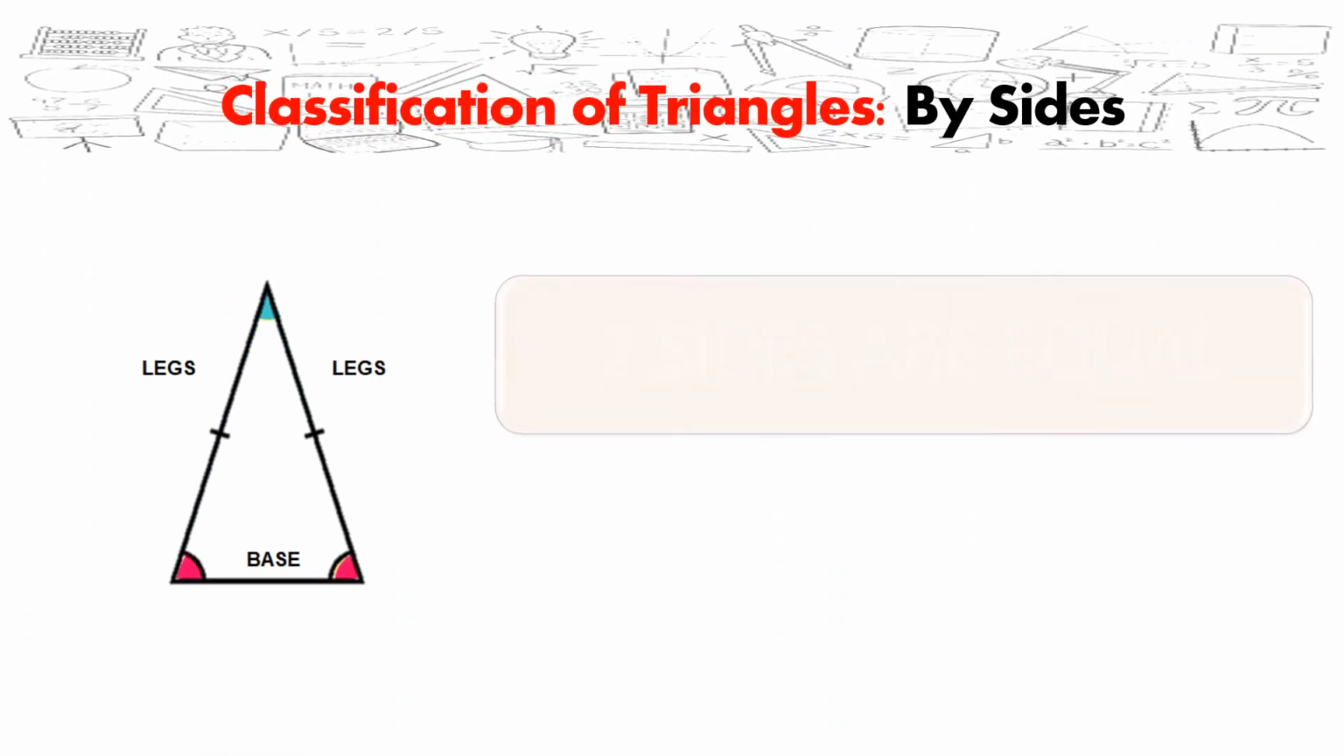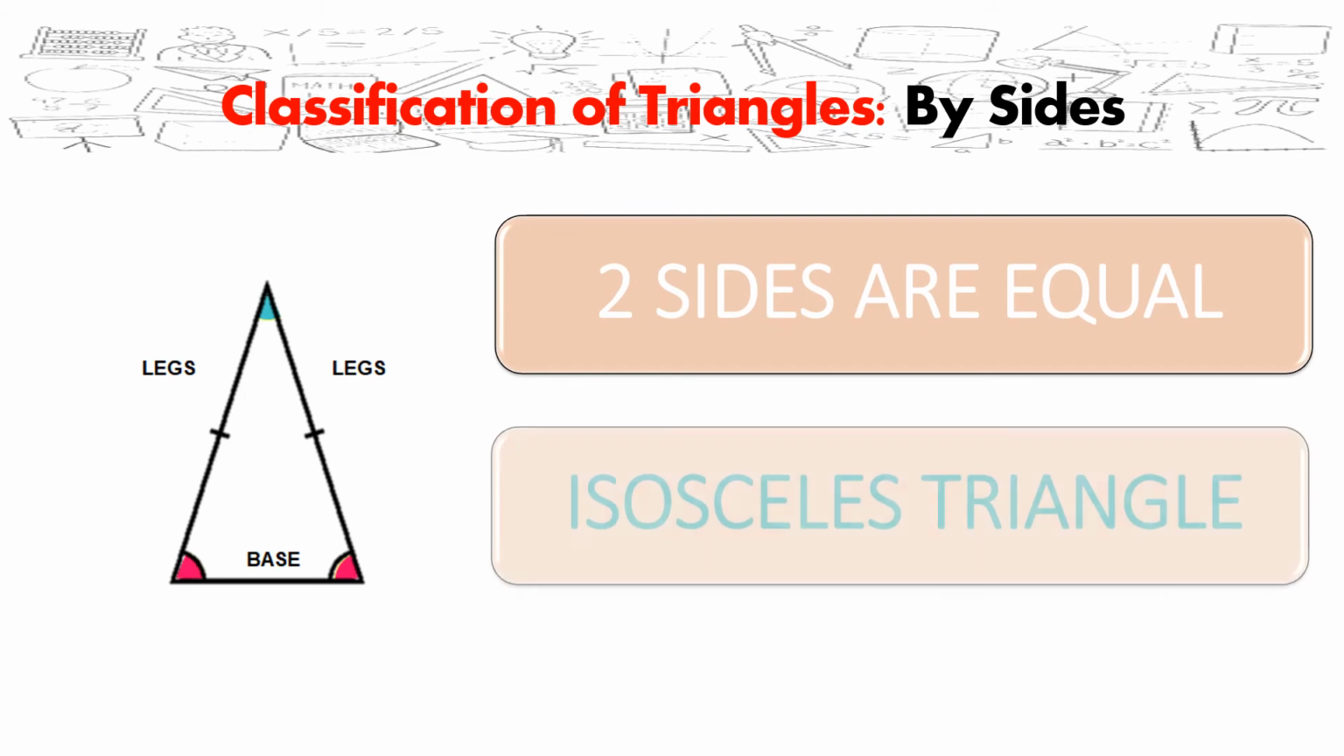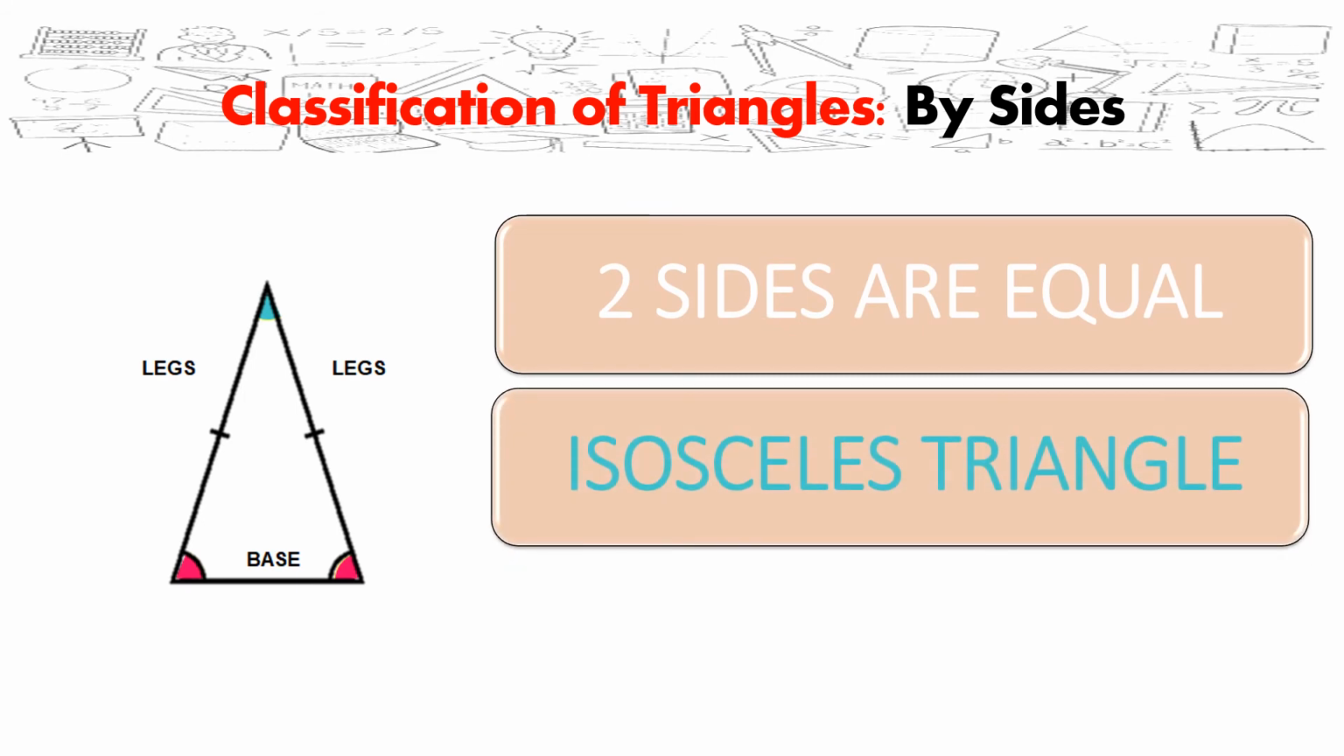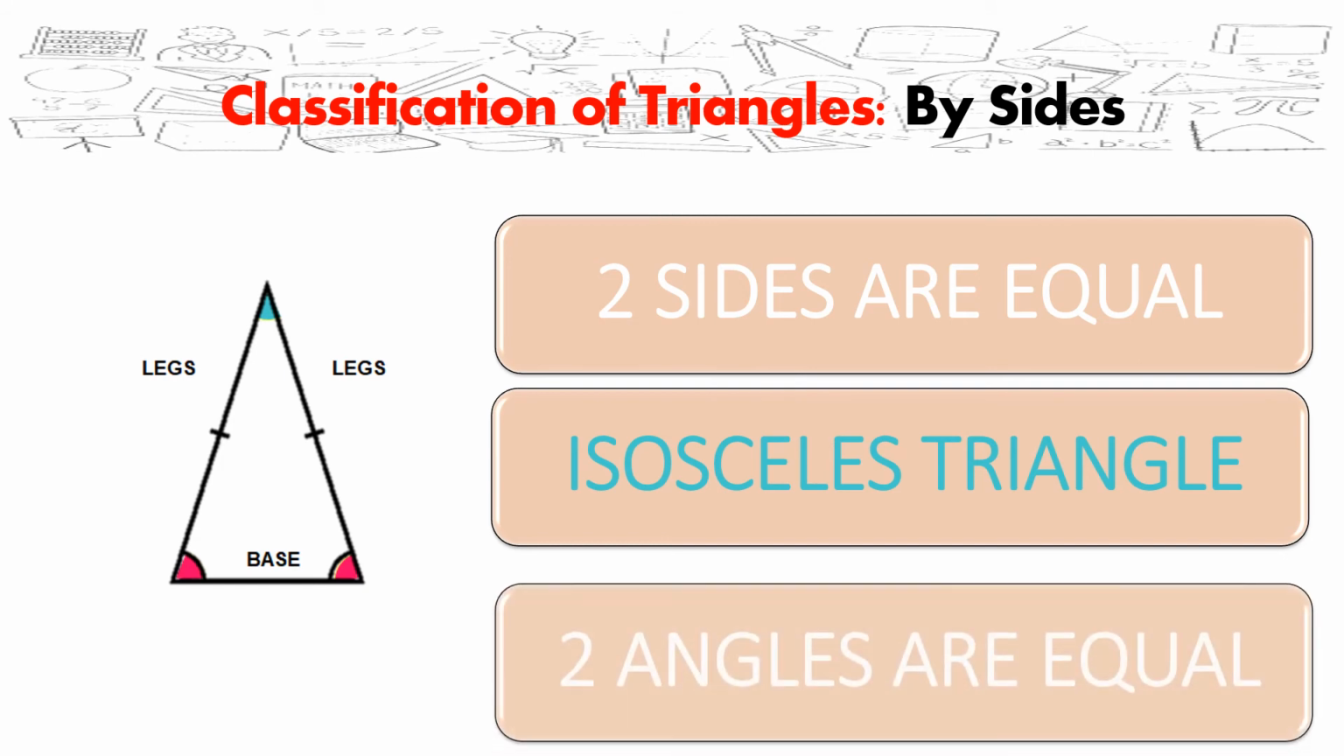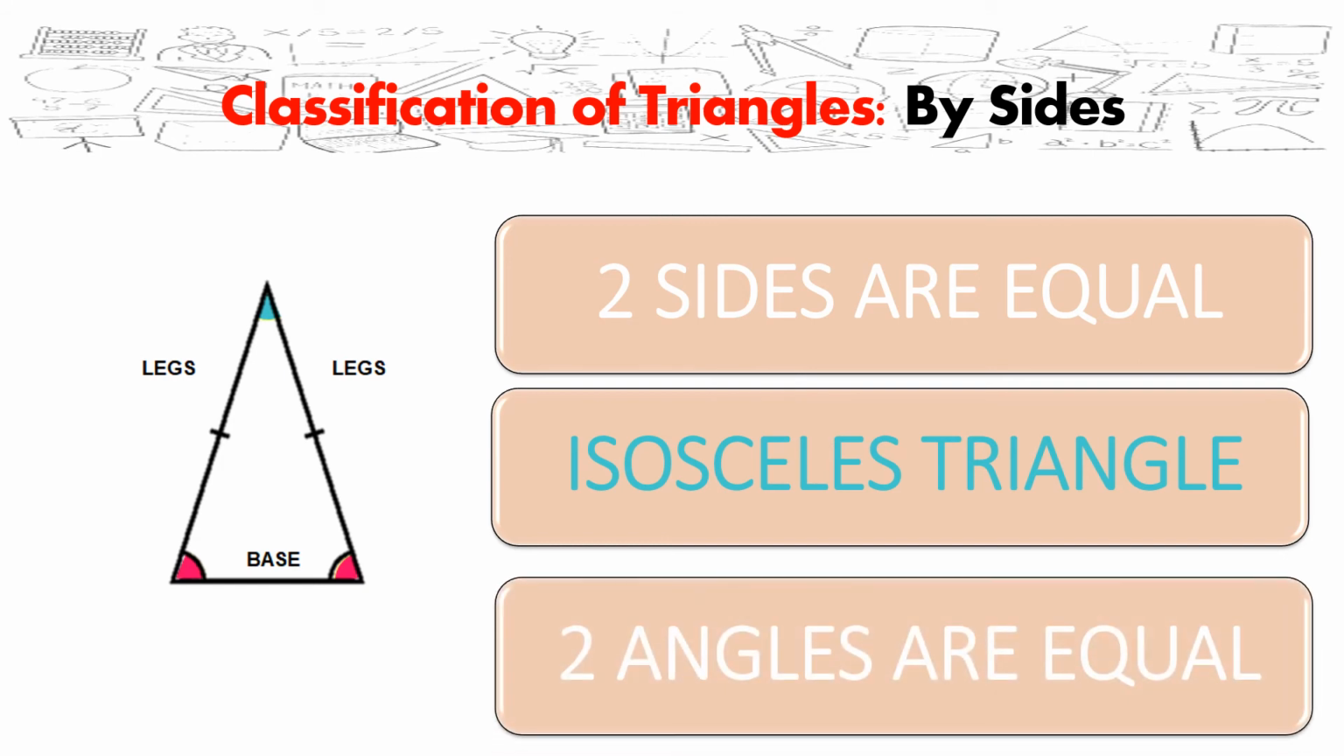A triangle in which two sides are of equal length is called an isosceles triangle. The two equal sides of the triangle are called the legs, while the third or the unequal side is called the base. Remember, angles opposite to equal sides in an isosceles triangle are also of equal measure.